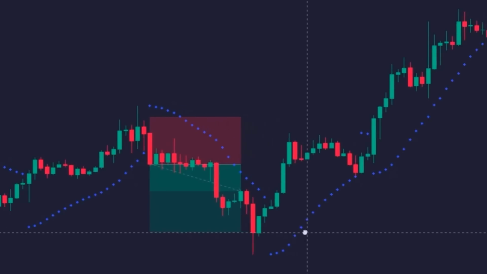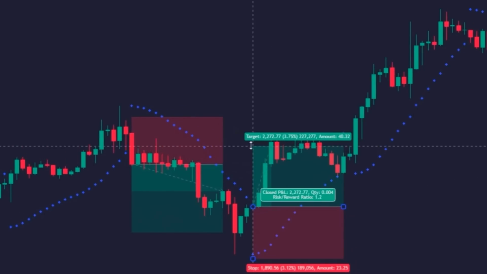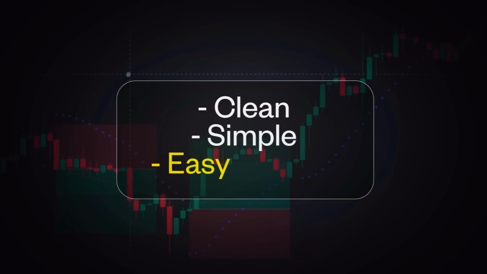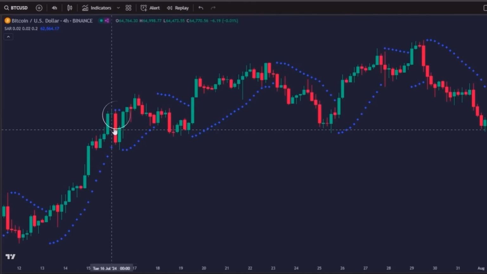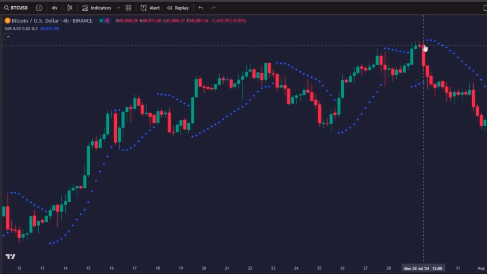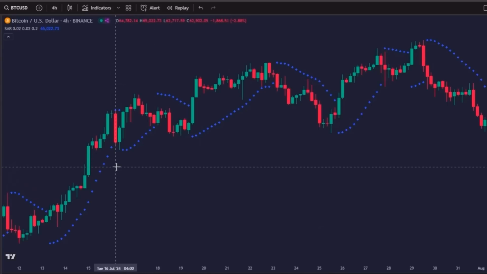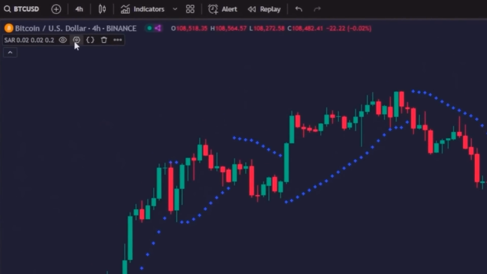The goal is to follow the trend closely and exit as soon as the reversal begins. It's clean, simple and very easy to read. But there's a catch. By default, it's very reactive, which can lead to lots of fake signals. But to fix that, we are going to use a smoother structure that still catches trends but avoids overtrading.